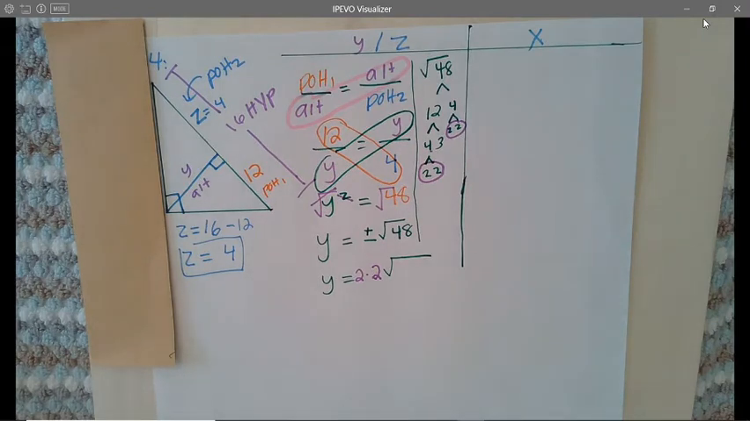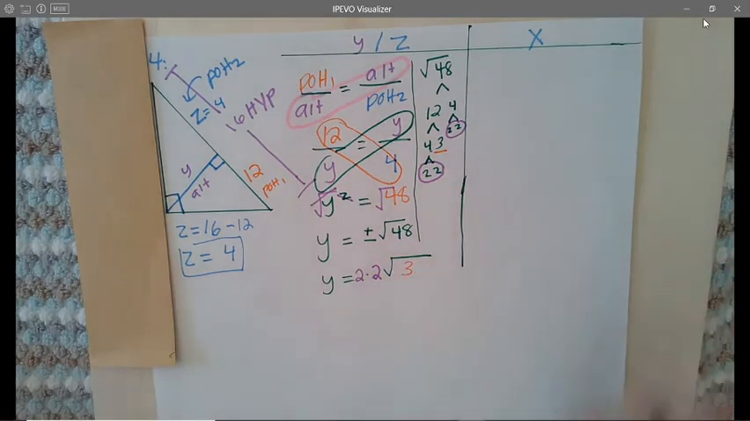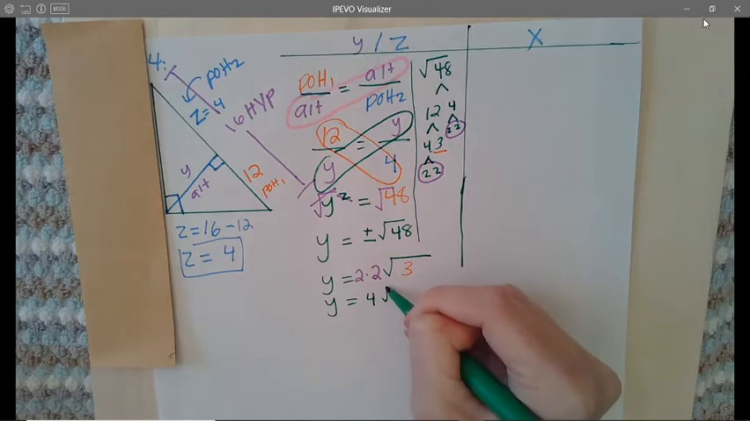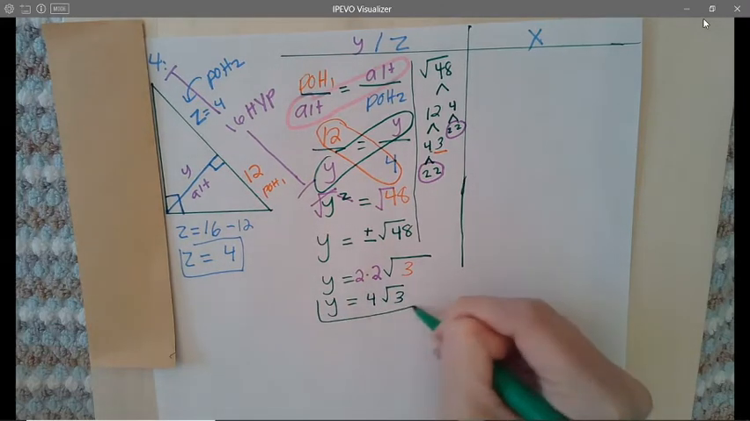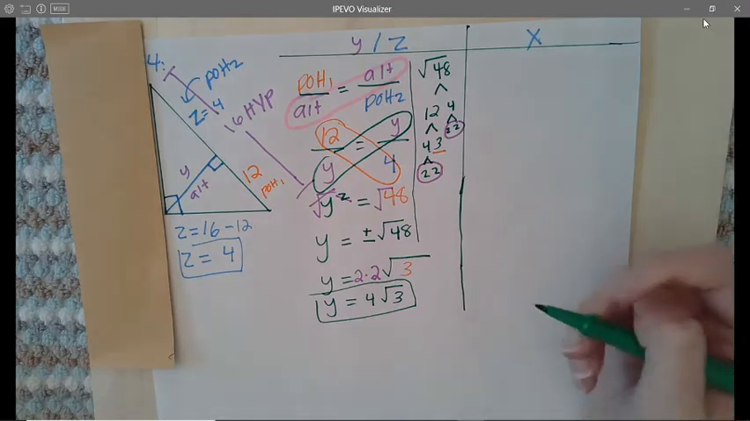And then what's my lonely single number that doesn't get to go on their math date? The 3. Lonely 3 stays in for the night. Guys, so my final answer for y would be y equals 4 root 3.